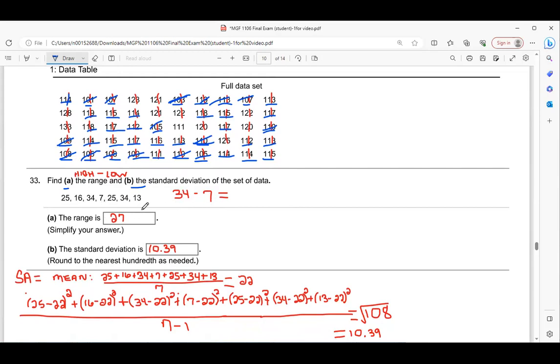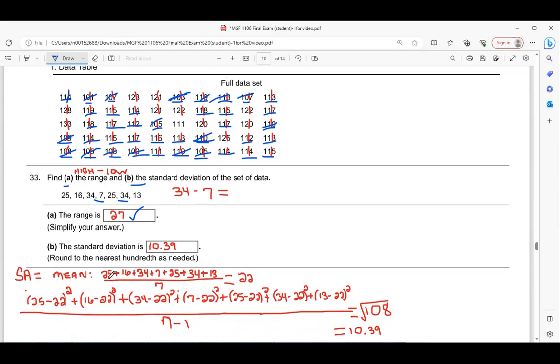So look at our list. We have 25, 16, 34, 7, 25, 34, and 13. Our highest number is 34 minus our lowest number, which is 7. So 34 minus 7 gives us 27. That's our answer.